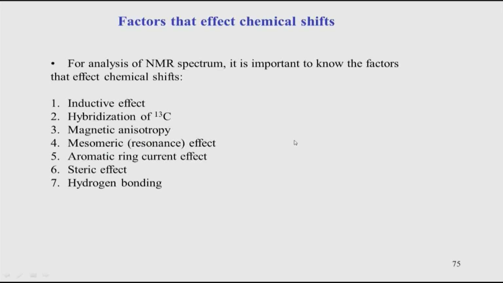So, now the question arises: what determines these kinds of values? How do you decide that a particular hydrogen atom will come in the downfield region, upfield region and so on? There are a variety of factors which affect or influence the chemical shifts, and some of them are listed here, these are the major factors. We will go one by one through these effects. The most important effect is the inductive effect, followed by hybridization and so on. So, let us start with the inductive effect.